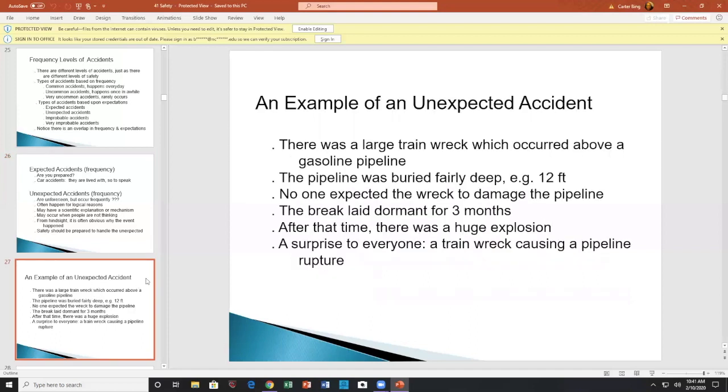Example of an unexpected accident, right? A large freight train wreck occurred above a gasoline pipeline. It was buried 12 feet below. Nobody expected the wreck to damage the pipeline. The leak lay dormant for 3 months. After that time, there was a huge explosion. So can you imagine a train wreck causing a pipeline rupture 12 feet below the surface? Interesting.